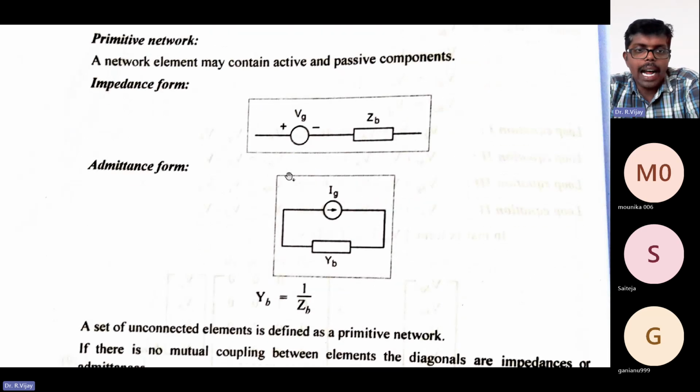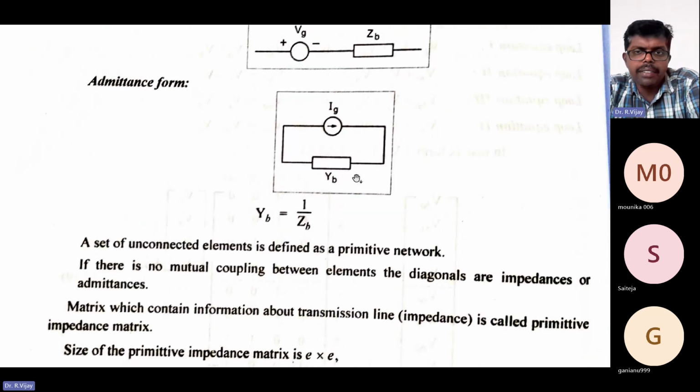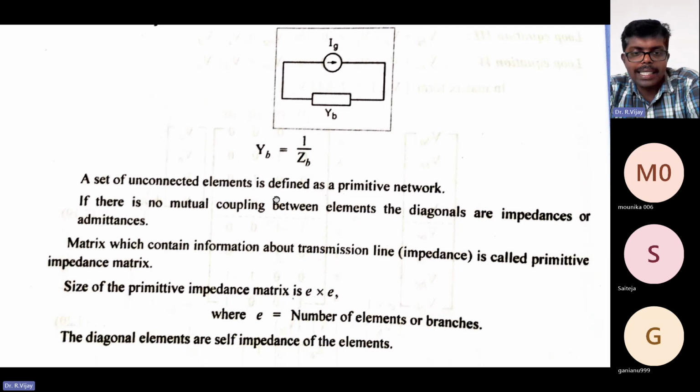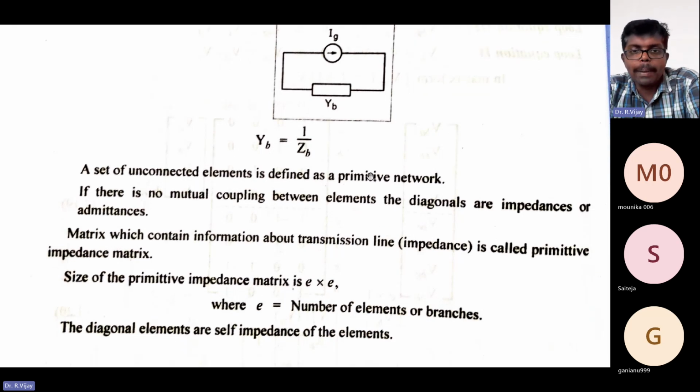Next, in the admittance form, say for example, here the impedance form is given like this, with the voltage source and ZB. In the admittance form, it will be given like this, with YB. So YB is equal to 1 divided by ZB. This we already know from the previous classes. A set of unconnected elements is defined as a primitive network.